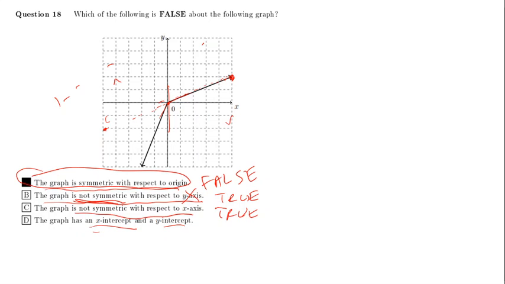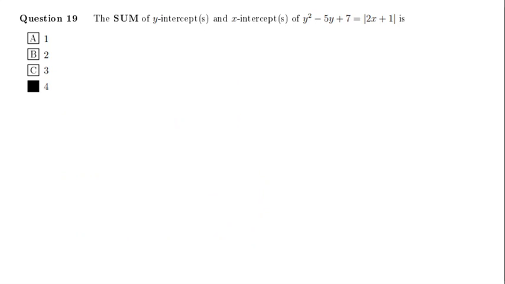They are both the same, equal to 0, but the graph has an x-intercept and a y-intercept, which means the graph touches the x-axis and the y-axis. So this is also true. So as you see, the first one is false.